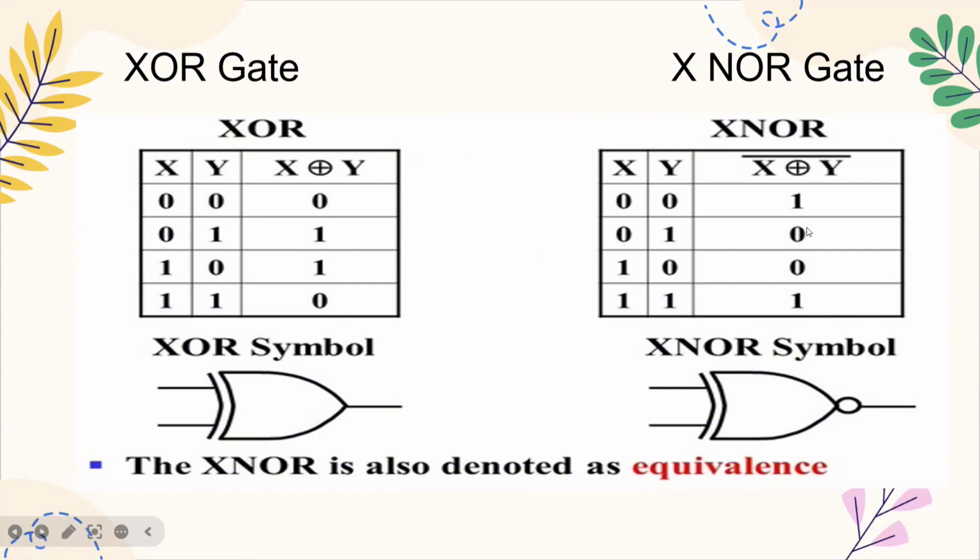The next one is the XNOR gate. When both the inputs are 0, the output is 1. When both the inputs are 1, the output is 1. So we can simply say that only when both the inputs are the same do we get the output 1. By seeing this, we can easily say the XNOR gate is the complement of the XOR gate. In the XOR gate, when both the inputs are the same, the output is 0. In the XNOR gate, when both the inputs are the same, the output is 1. The XNOR gate is also denoted as equivalence.